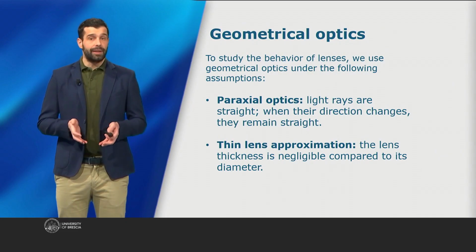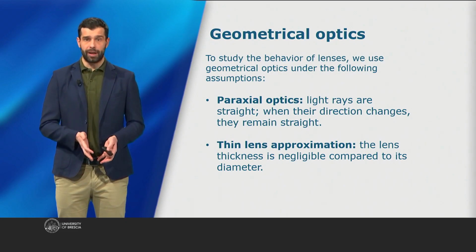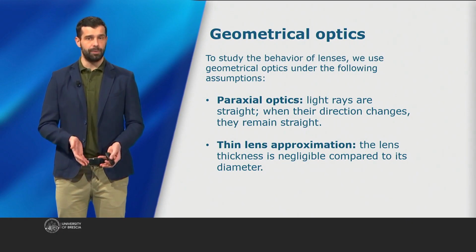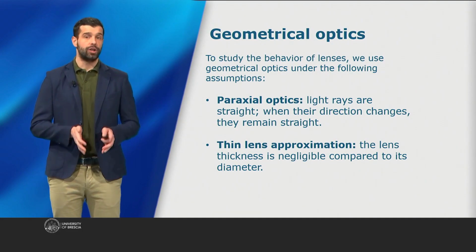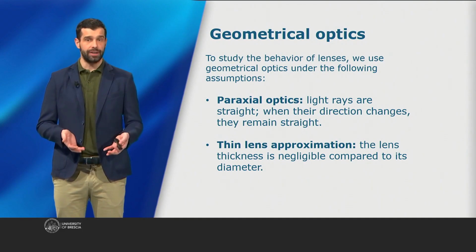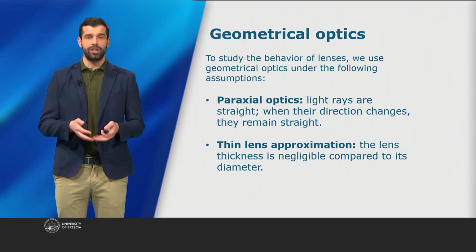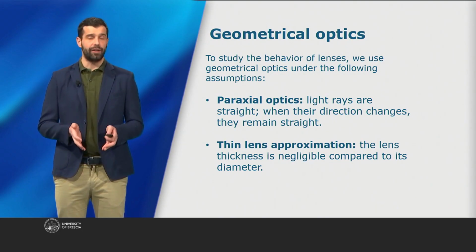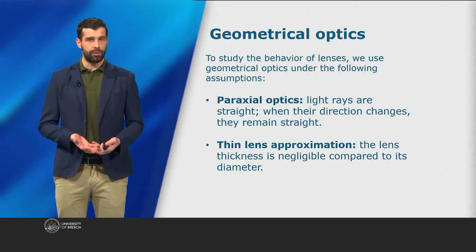To understand how lenses work, we refer to geometric optics. To do it simply, however, we must resort to two simplifications. The first is to consider paraxial optics, so we will consider all light rays as straight, and when their direction changes, we will continue to consider them straight. The second simplification is related to thin lenses, so we will consider all our lenses as having a very small diameter, tending towards 0. Under these two simplifications, let's now see how lenses work.